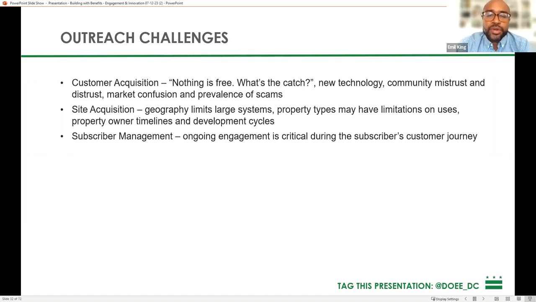And then lastly, subscriber management. How do you keep subscribers engaged? Again, over 6,000 residents or households are part of our program. How do you keep them coming back? How do you keep them happy and understanding what's going on, understanding their benefits and how they can tell their friends and neighbors about the program as well? So those are some of the main things that we're specifically looking to address as the project continues. Next, please.